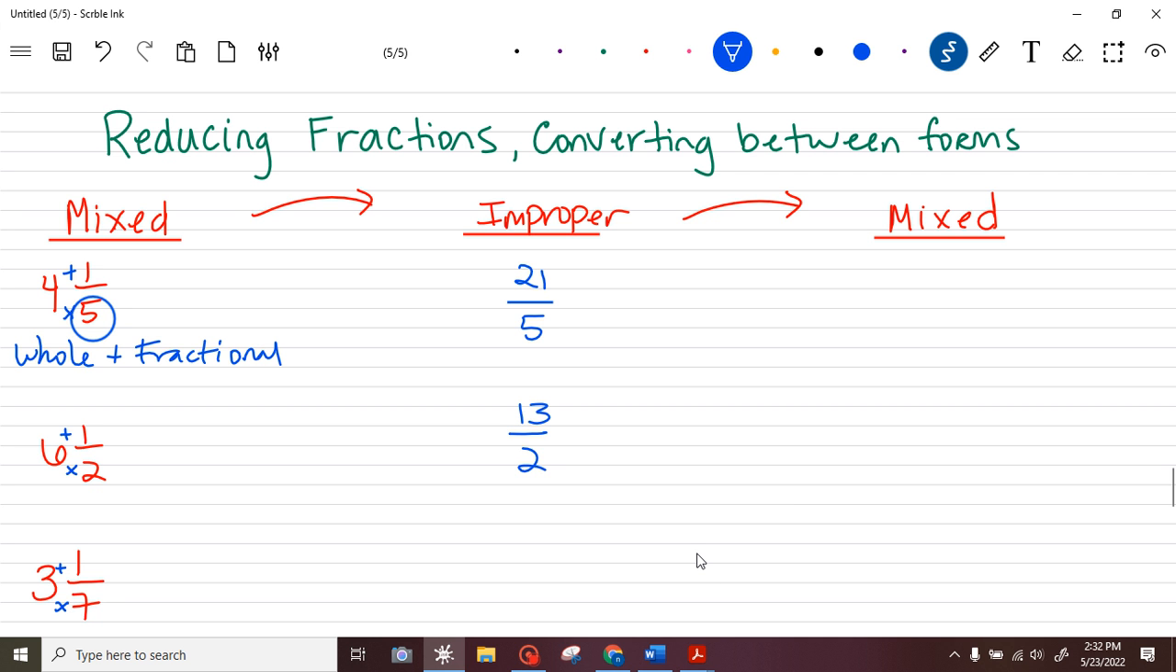For 3 and 1/7, you have 7 as your denominator. So 7 will be your denominator in the new improper fraction. So 7 times 3 is 21, plus 1 more is 22. So 22/7 is your new improper fraction.